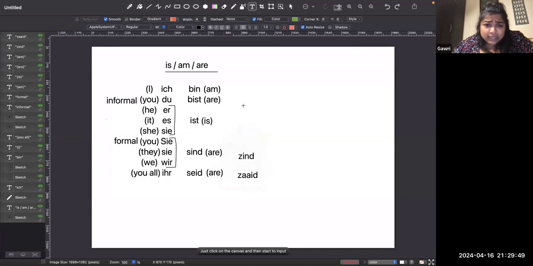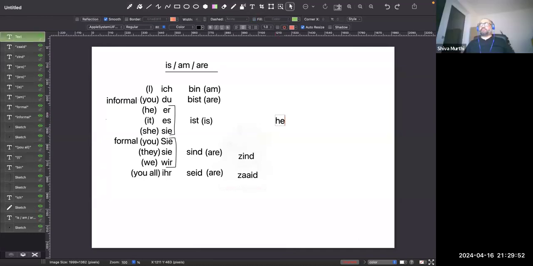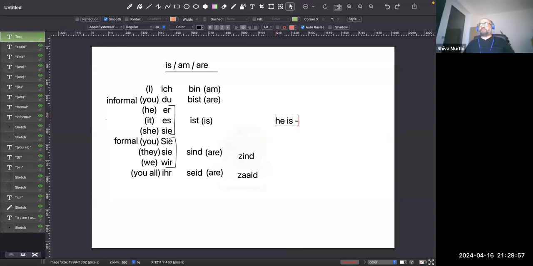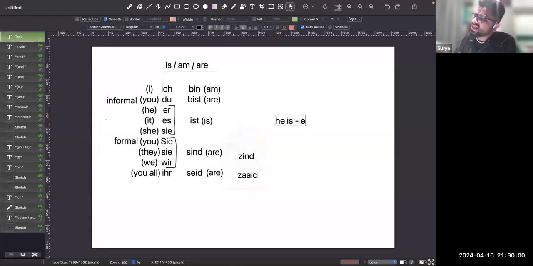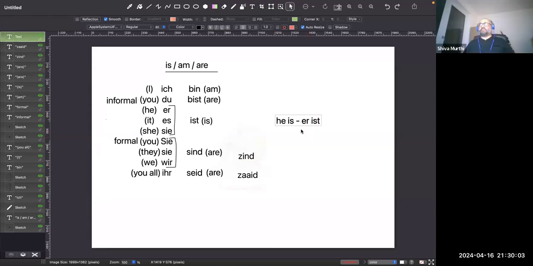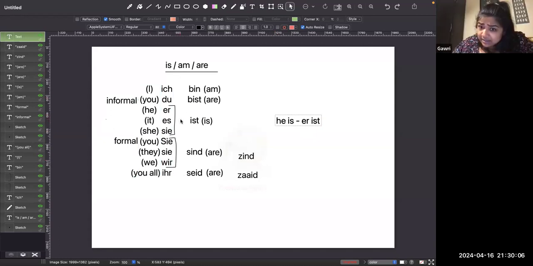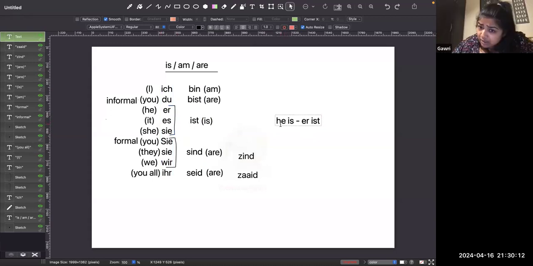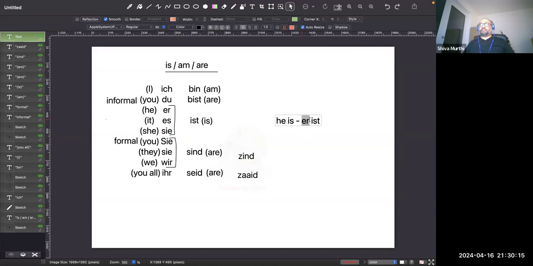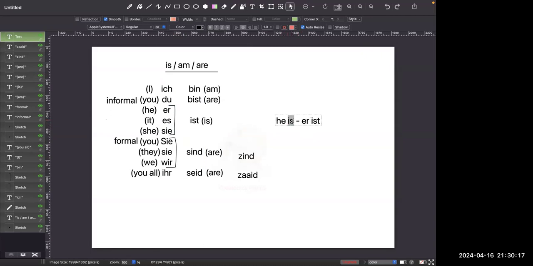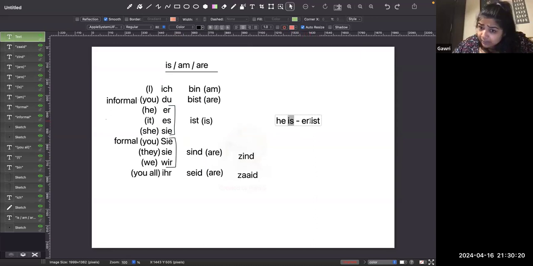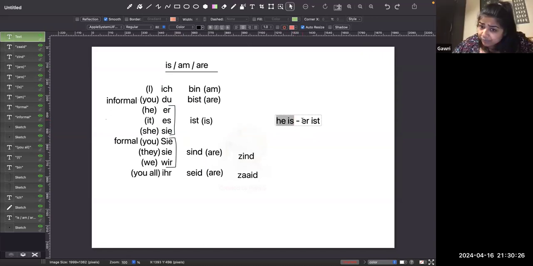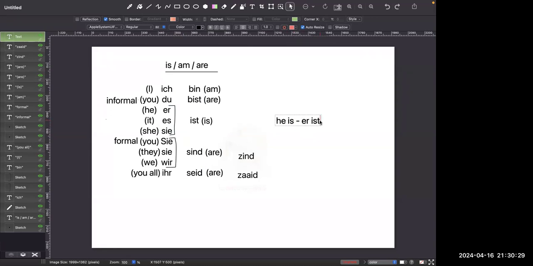So Surya, you tell, if we have to say he is in German, from this list, how will you say he is? Guys, how will we say he is from this list? For Er, he, what is the word? Ist. For is, what is the word? Ist. So how will we say again, he is? Er ist.